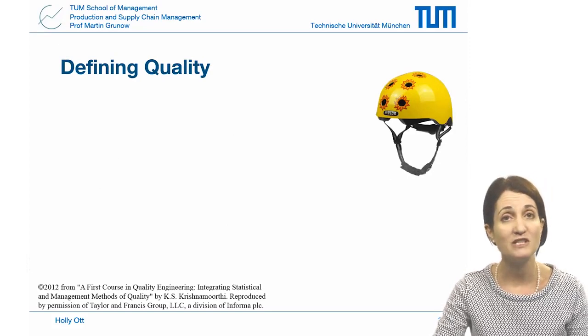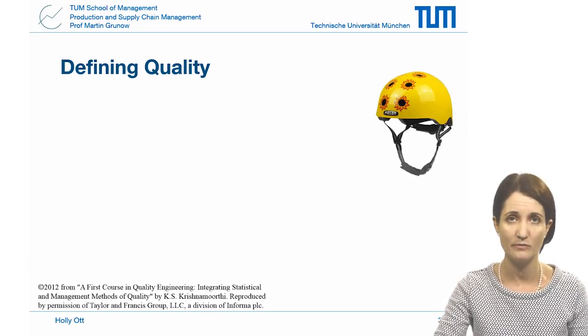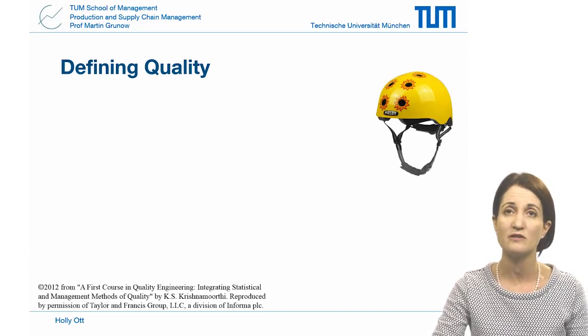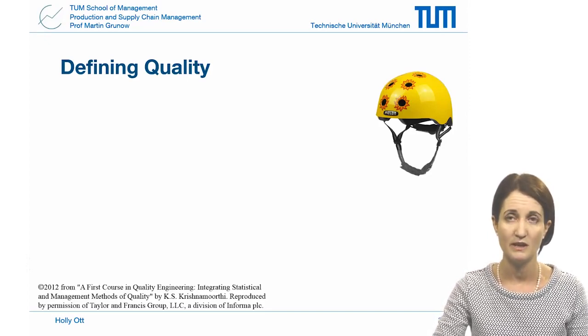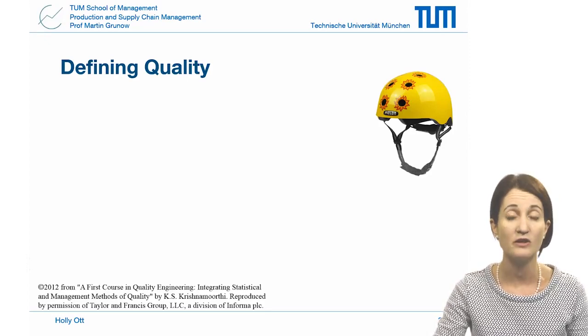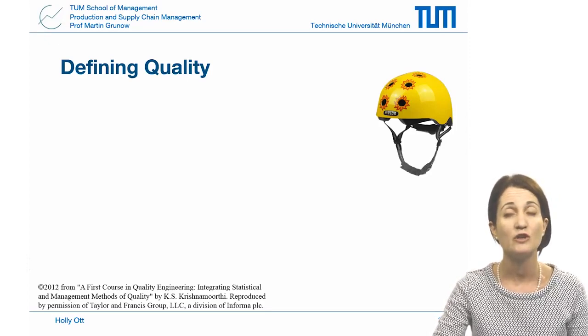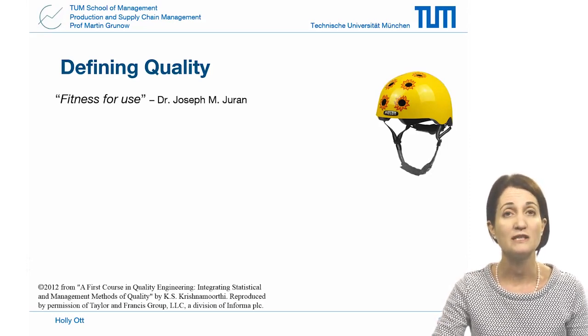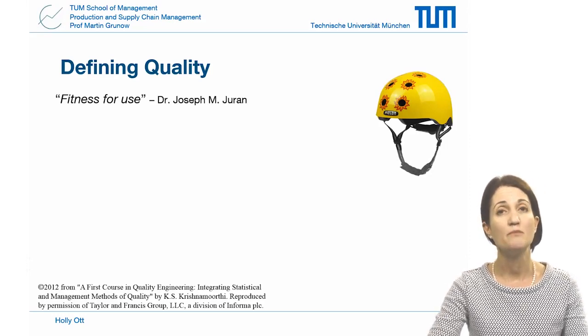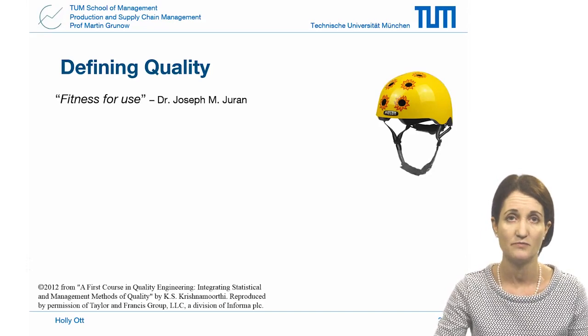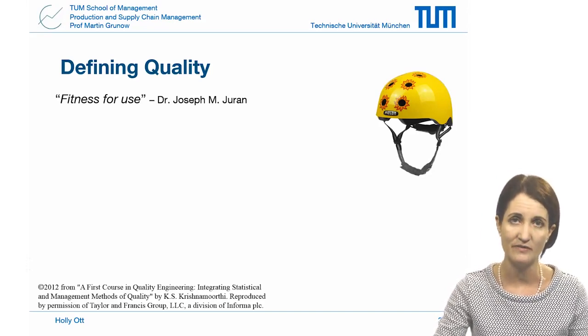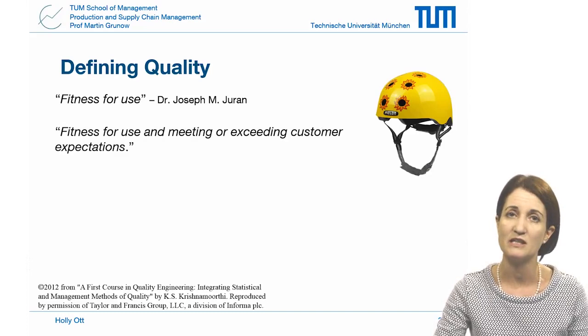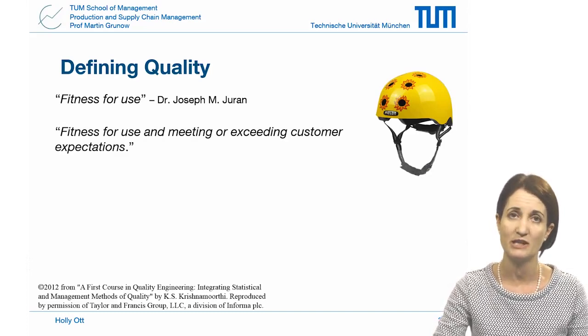One of the most famous definitions is by Dr. Joseph M. Juran, one of the fathers of modern-day quality management. And as we'll see later, he's also known for incorporating the human aspect of quality management. Dr. Juran stated that quality means fitness for use. However, a more precise definition, we could say, is fitness for use and meeting or exceeding customer expectations.